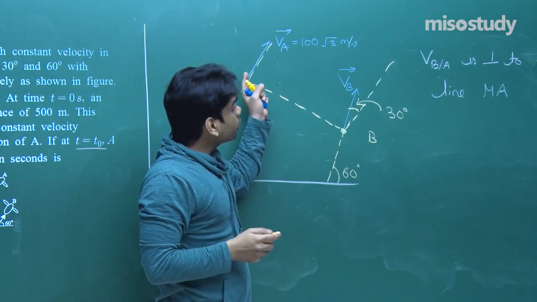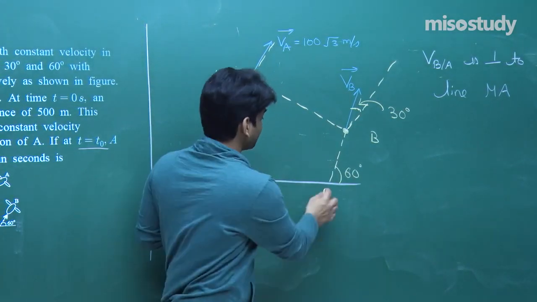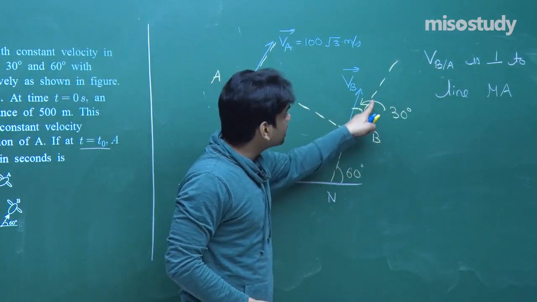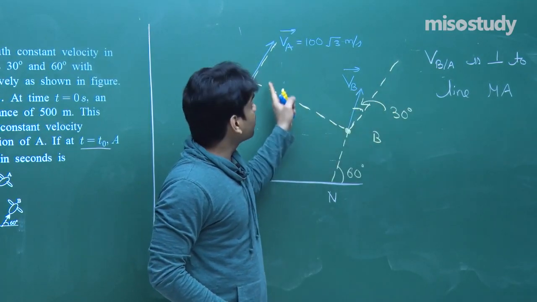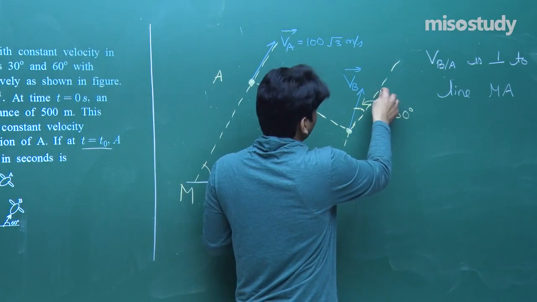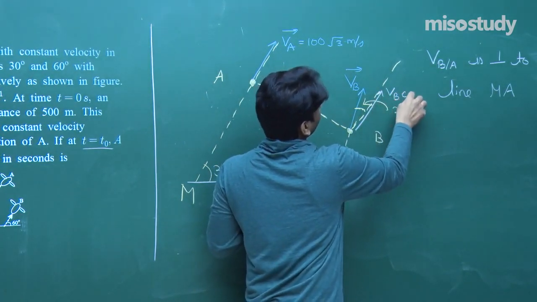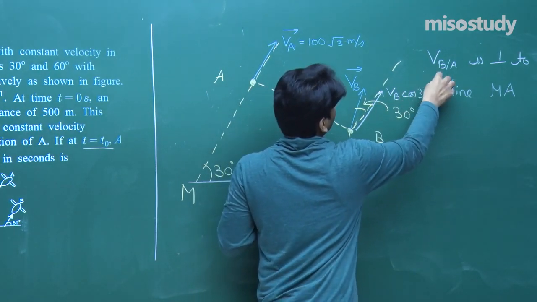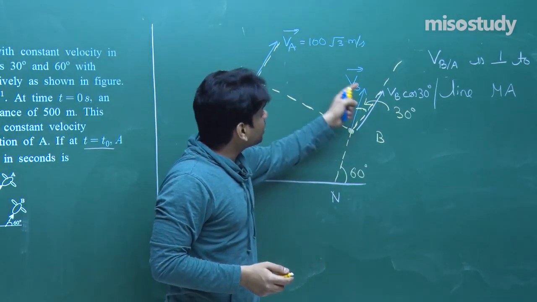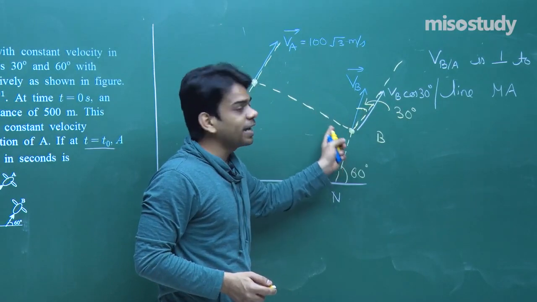So therefore the component of velocity B along this line, if I mark this as N, and this is B. Along this line, it will be just the same as the velocity of A. You need to think it wisely. I am going to show you that VB cos 30 degree will be the same as the velocity of A, because this component has to be equal to this component, because only the velocity of B relative to A is perpendicular to the line.